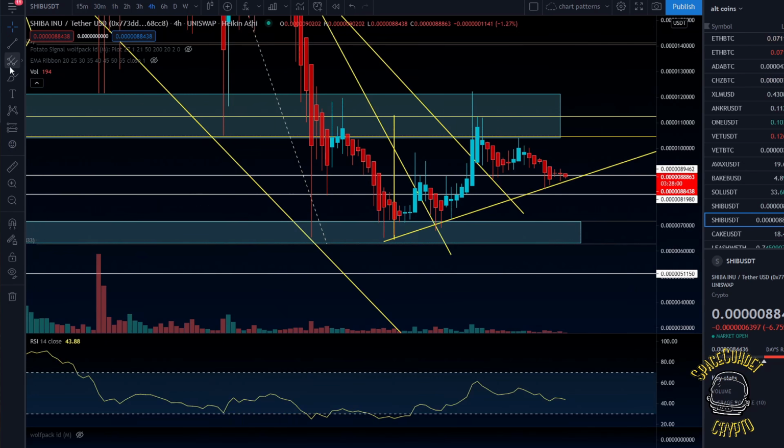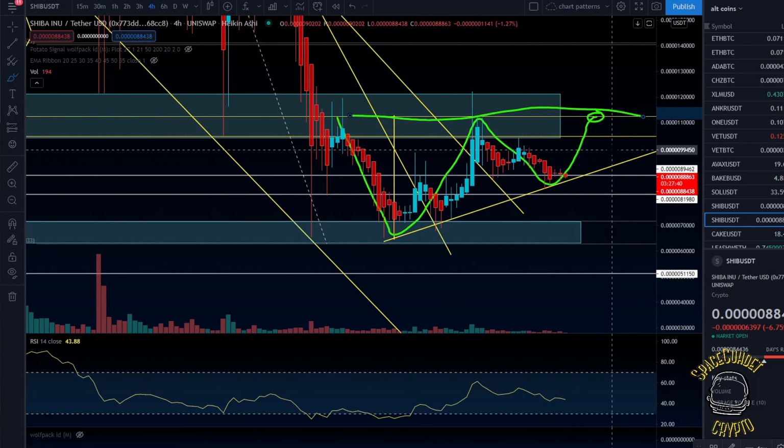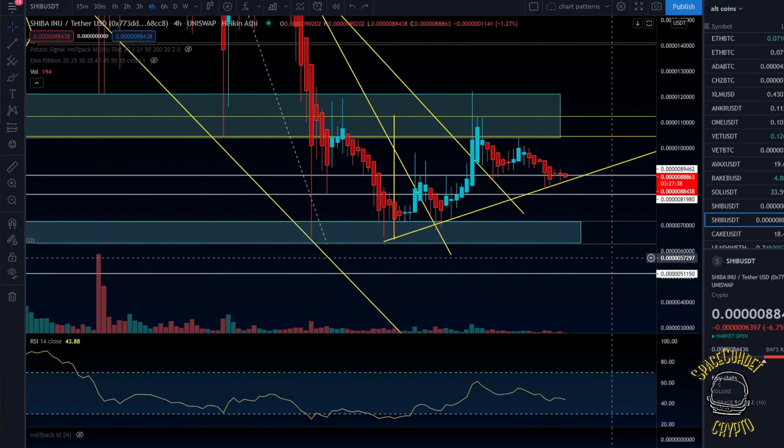So we still are in this pattern here, this ascending triangle. We're making boom, boom, boom. Now it's very important that we do bounce back up and hit this price target right here of 11, so 0.00011 right here towards the top of this resistance, this horizontal resistance. Because let me move this a little bit more on the side.